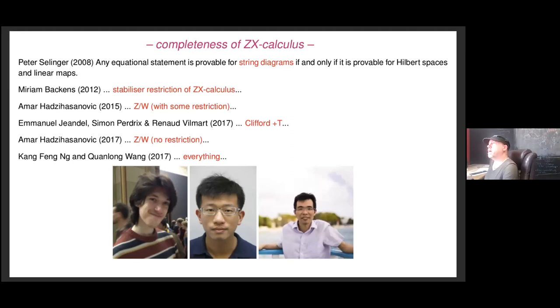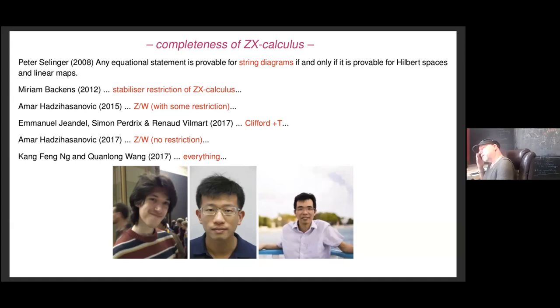Can we come up with diagrams that allow you to do all the equational reasoning that you usually do with matrices? Can we come up with that? A first result from 2008 by Peter Selinger, who will be speaking at the conference too, was that for string diagrams, an equational statement that you can prove with string diagrams holds only if it's provable with Hilbert spaces.